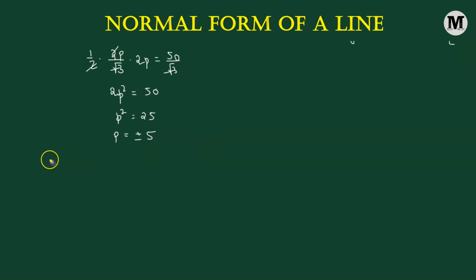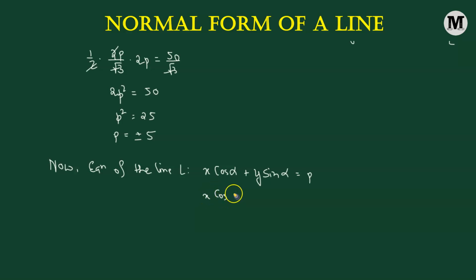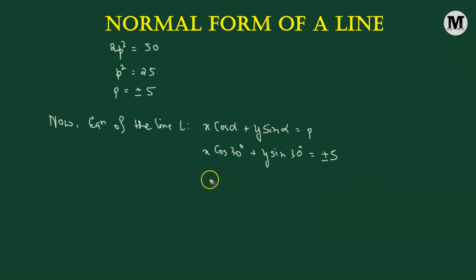We can say now, equation of the line L. So that's going to be x times cosine of angle alpha added to y times sine of angle alpha equals P. So we have x times cosine of 30 degrees added to y times sine of 30 degrees. That is going to be equal to P, which is plus or minus 5. Now cosine of 30 degrees, we know that is square root of 3 over 2, added to sine 30 degrees, so that's 1/2. This is going to be equal to plus or minus 5.